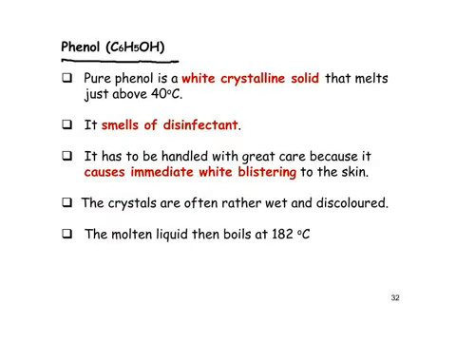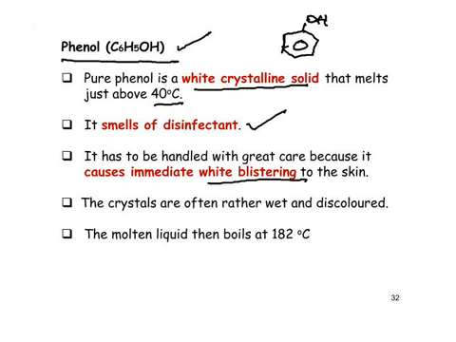A little bit on phenol then. Phenol, remember, looks like that, or can be represented as C6H5OH. Pure phenol is a white crystalline solid that melts just above 40 degrees centigrade. It smells like disinfectant. Students are reminded of the smell of deep heat used by footballers for muscle injuries or to warm up the muscles. It has to be handled with great care because it causes immediate white blistering to the skin. The crystals are often rather wet and discolored, and the molten liquid boils at 180 degrees centigrade.